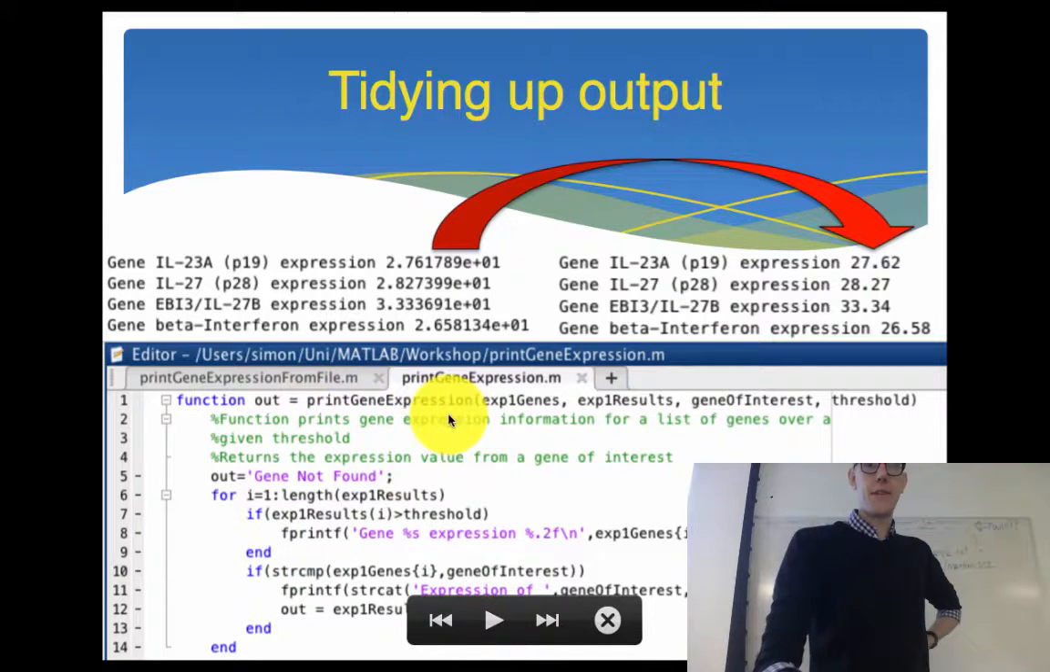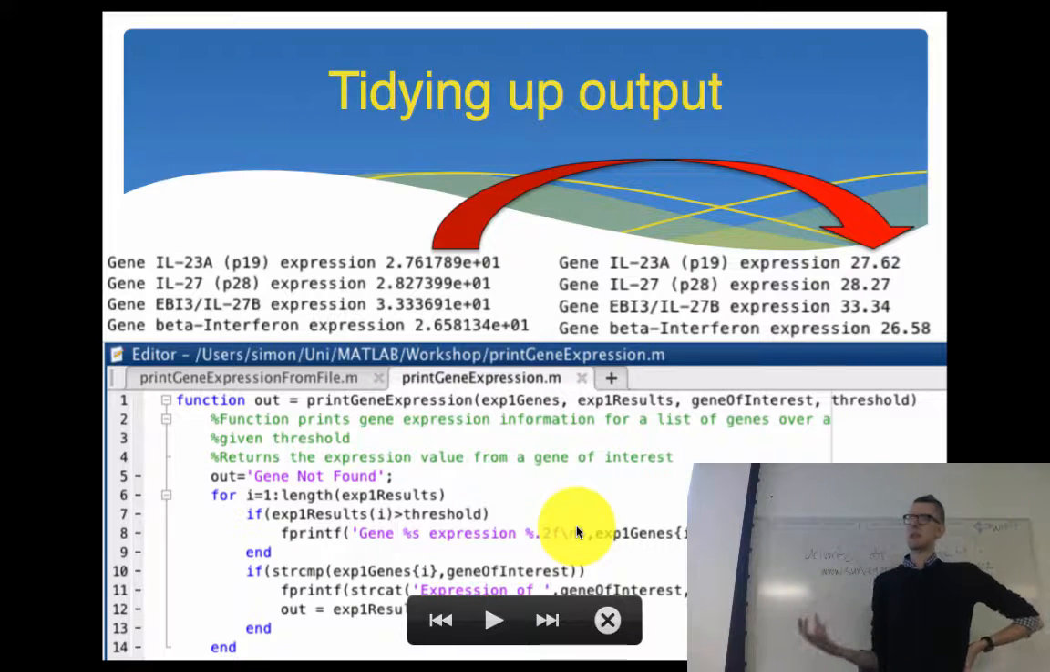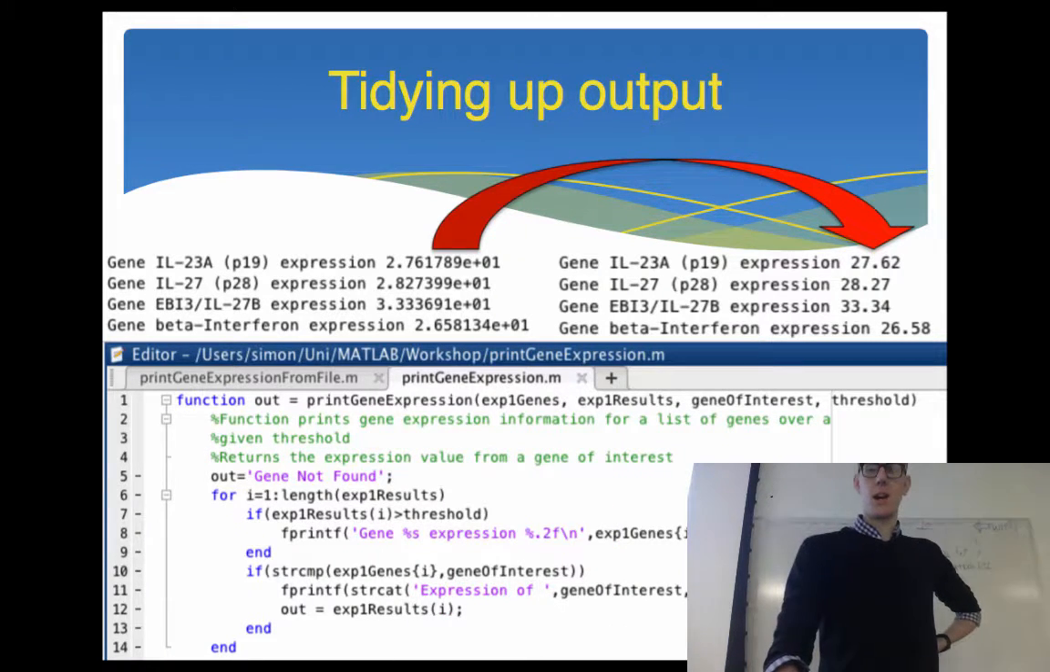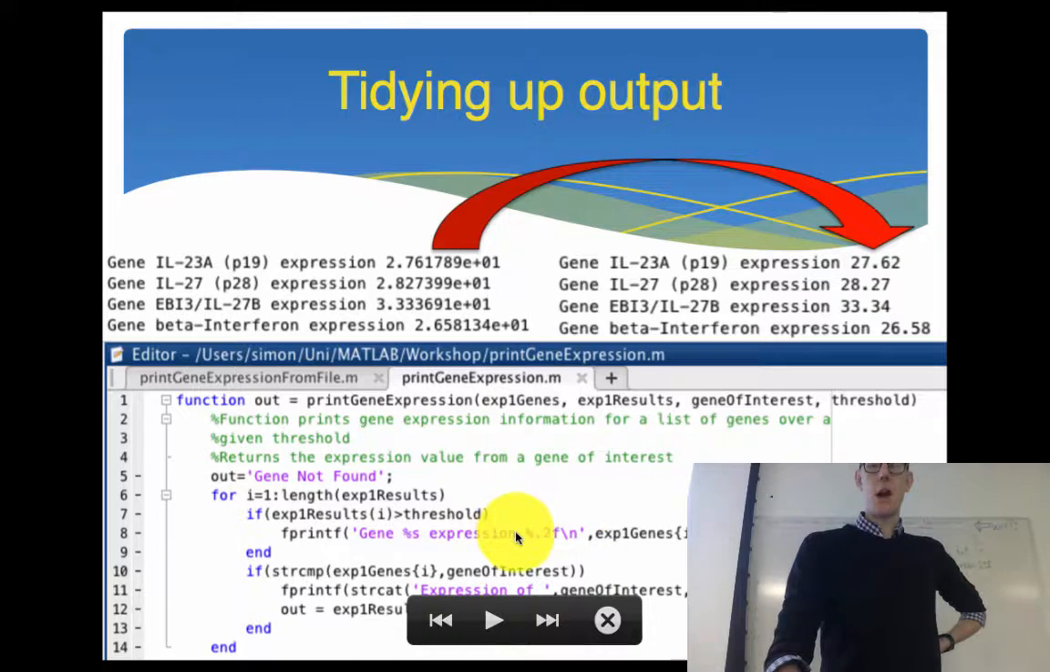remember, we're in the inner function now, we're in print gene expression. We went through every line of the results, so for i equals 1 to the length of the results, if the result was over the threshold, we printed the gene was some string and the expression was some number. Now this didn't look like this before, so we've changed the type of number we're using. Remember, we've been using %d for some numbers, and that's been printing integers. But now if we want to use floats, we can specify the number of decimal places of information we give.